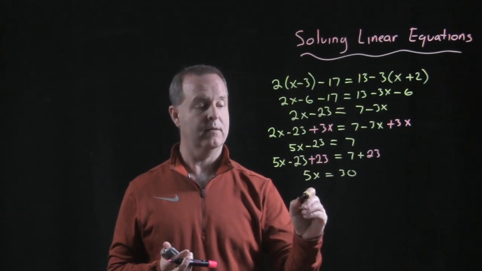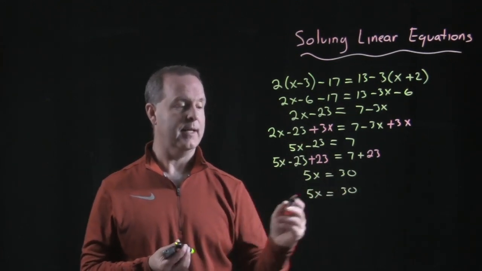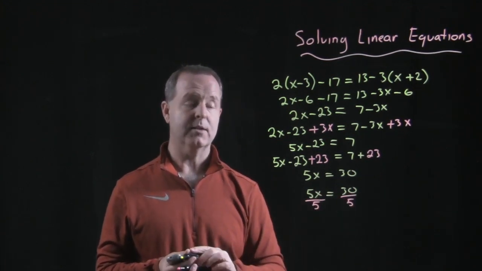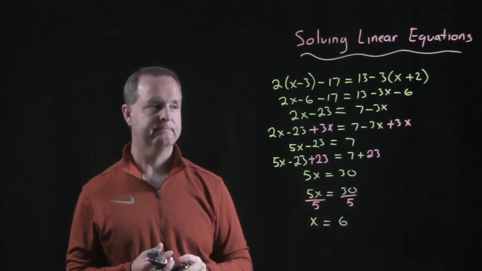What should we do now? To isolate the variable is divide both sides by that coefficient. Doing so, I'm left with x equals 6.